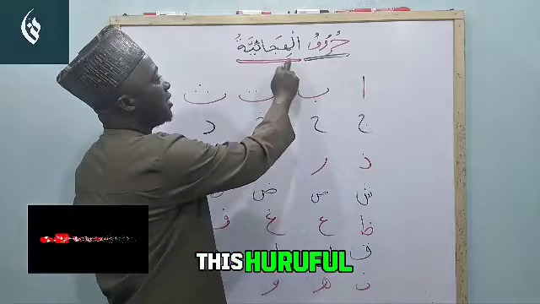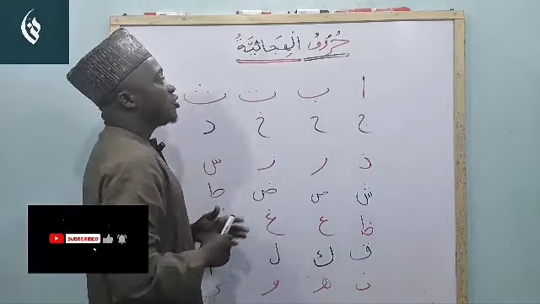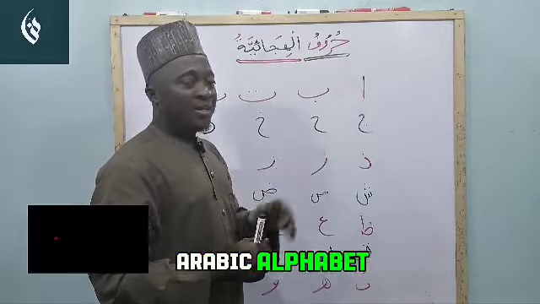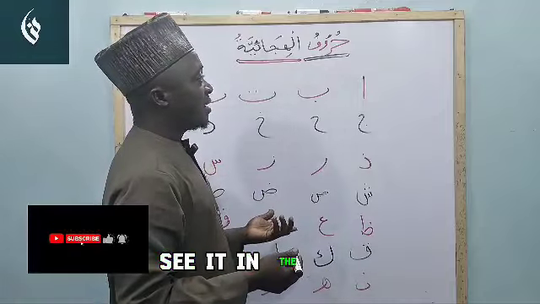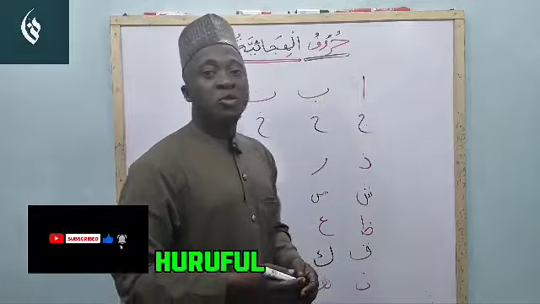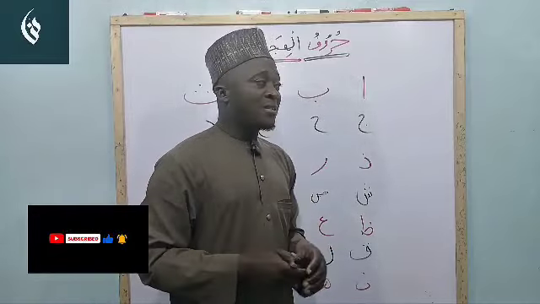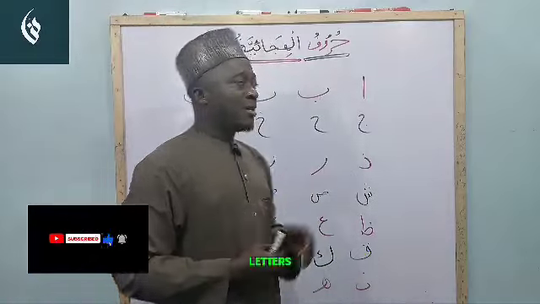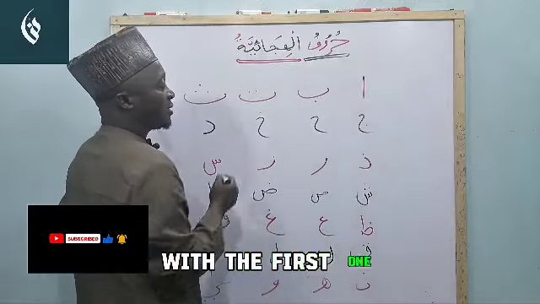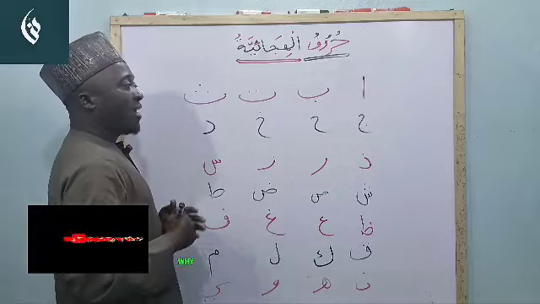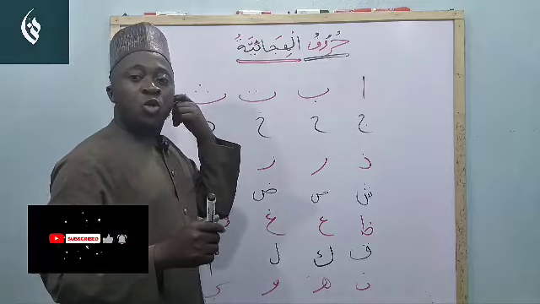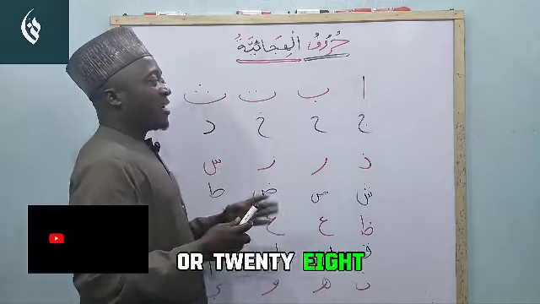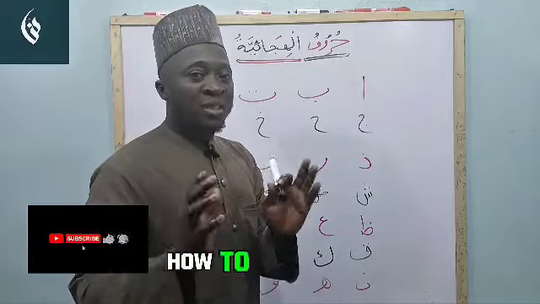Firstly, these letters that you are seeing on the board, you can call Huruf al-Hijaiyya, that is the Arabic alphabet. And at times you can see it in other textbooks as Huruf al-Arabiya, still Arabic letters, or as Huruf al-Mabani, still Arabic letters. Today we start with the first one. There are 29 in number, while in some textbooks you see it as 28, but either 29 or 28, what we want to achieve is how to read them perfectly.